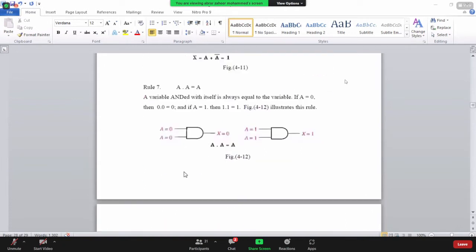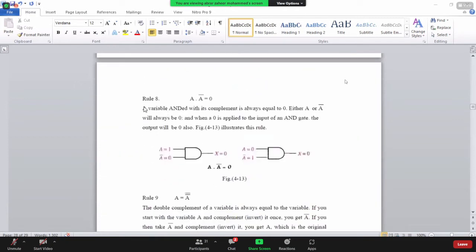The next rule number 7 is that A dot A is equal to A. When a variable is ANDed with itself, it is always equal to the variable. Means if A is equal to 0, then 0 dot 0 is equal to 0. If A is equal to 1, then 1 dot 1 is equal to 1. Here we are using the AND gate and taking the values of A equal to 0 and A equal to 1. Then when the variable is ANDed with itself, it is always equal to the variable.